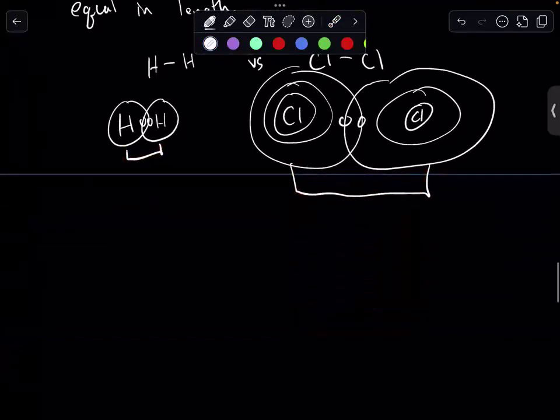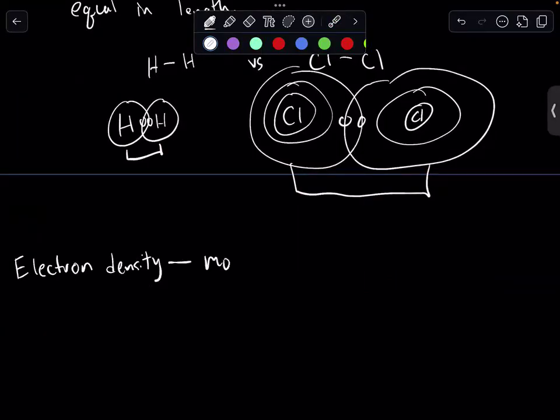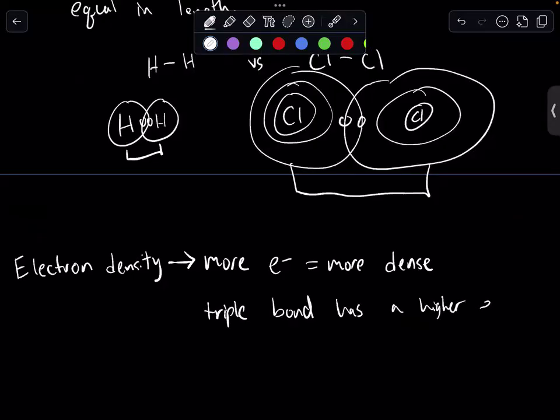All right, the last property we need to know is, whoops, not bond, electron density. And this one is going to be the most obvious out of all of them. More electrons equals more dense. What we're saying is that a triple bond has a higher electron density than a single or double bond.